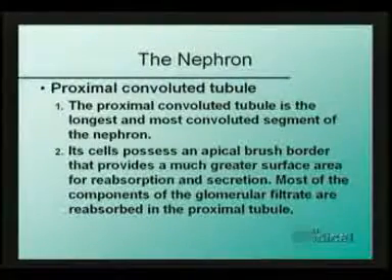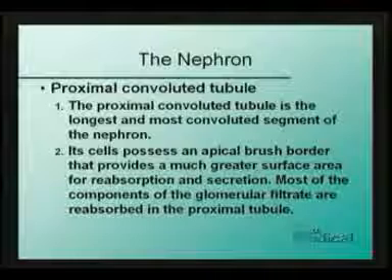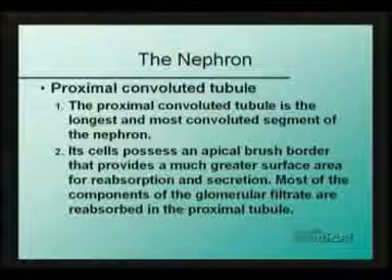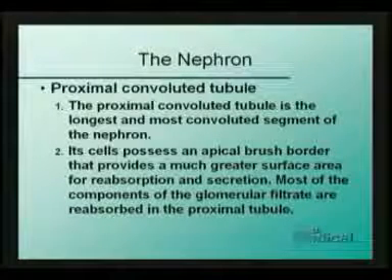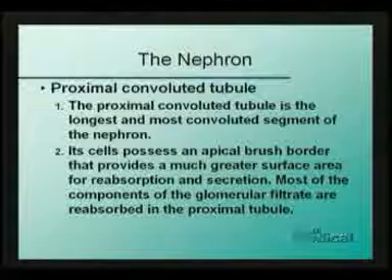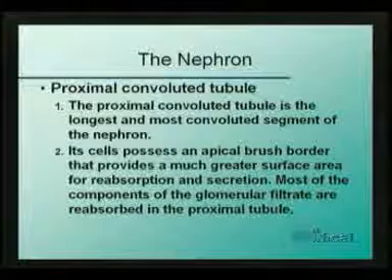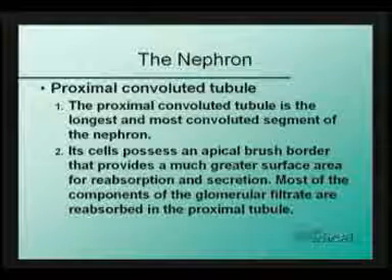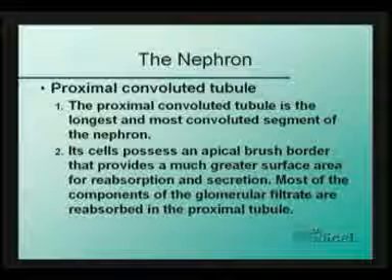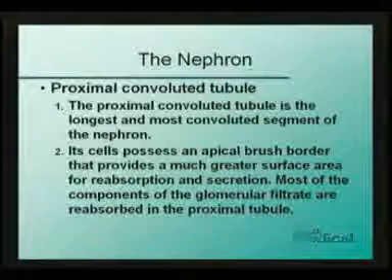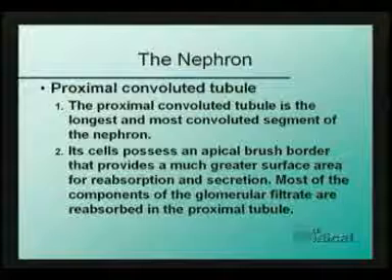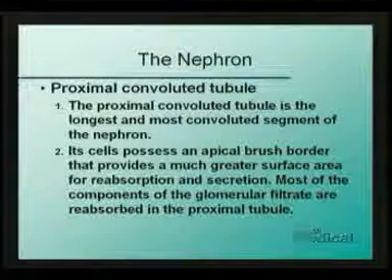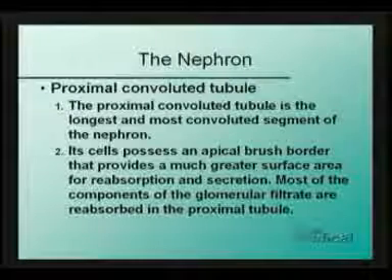Now let's summarize functionally what the different components of the nephron distal to Bowman's capsule are involved in, beginning with the proximal convoluted tubule. As indicated here, it's certainly the longest, most convoluted segment of the nephron, and it's where much of the glomerular filtrate is resorbed back into the proximal tubule. And this has a dramatic surface area, characterized by a tremendous brush border, specialized for resorption and secretion, respectively.